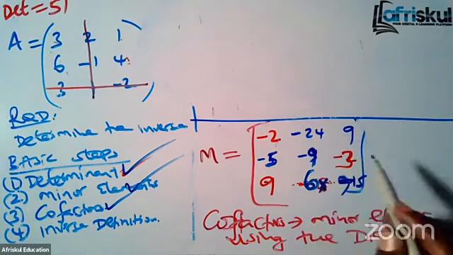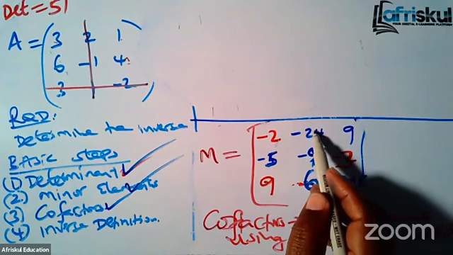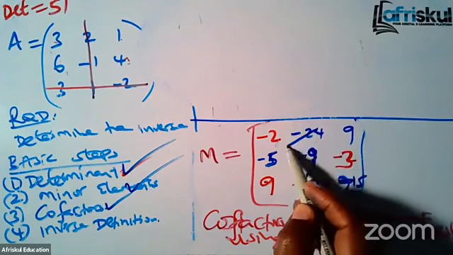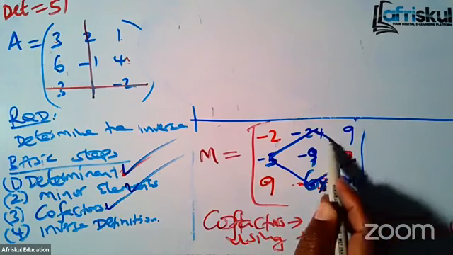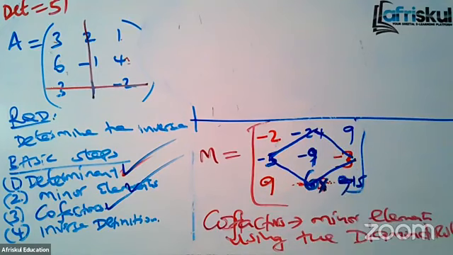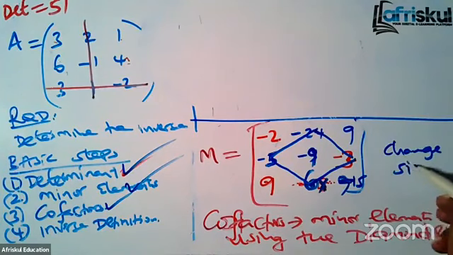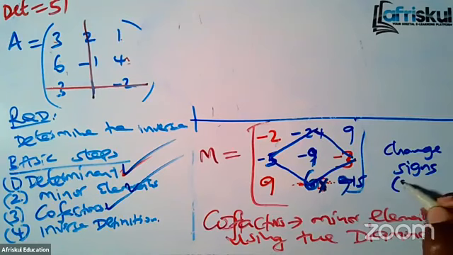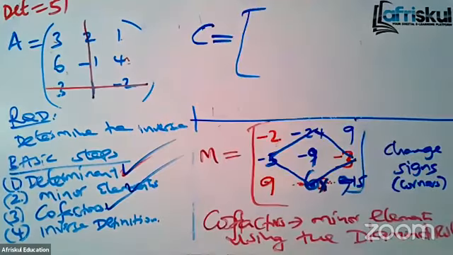Remember, this diamond normally passes through the central elements of external rows and external columns. So we have like that, like that, like that. It only goes through external rows and columns, central figures. And what we shall do is to change signs of elements which happen to be at the corners of the diamond. If you do that, you'll be able to get your cofactors.